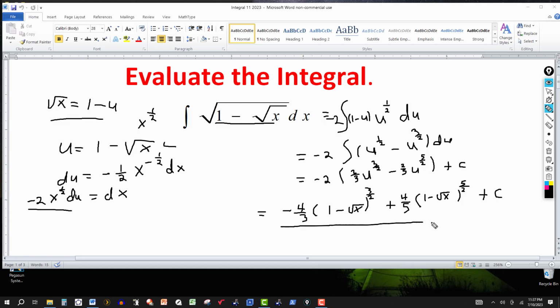So final answer here: minus 4/3 times 1 minus square root of x taken to the 3/2 power, plus 4/5 times 1 minus square root of x taken to the 5/2 power, plus the constant of integration.